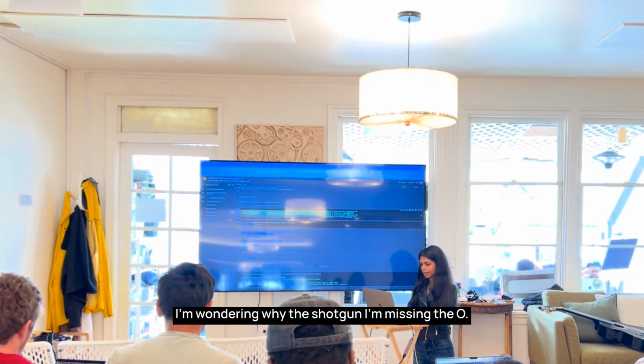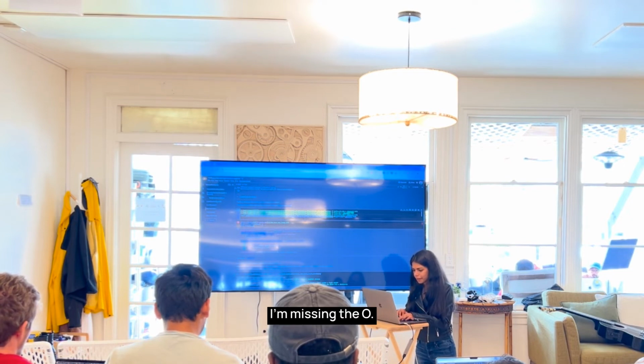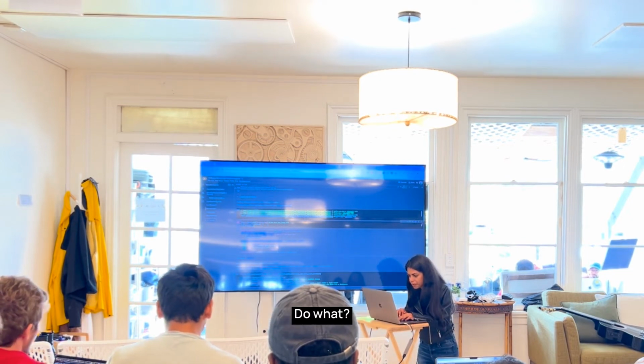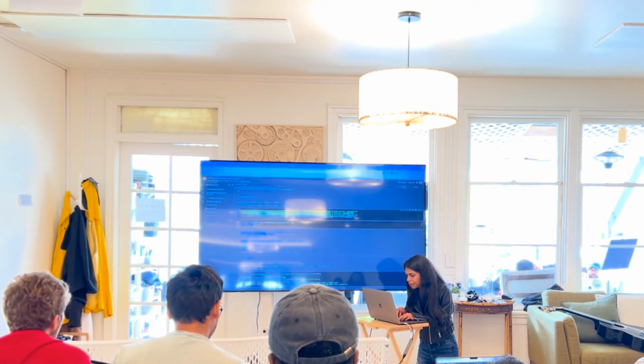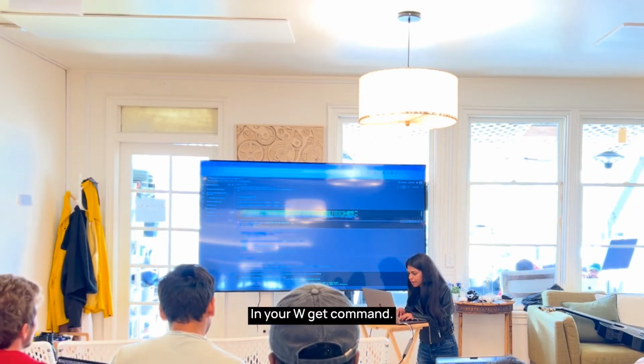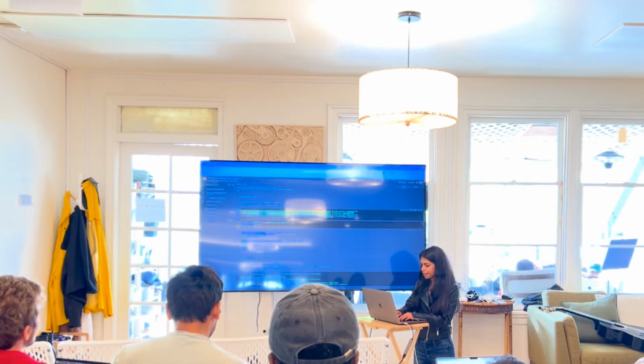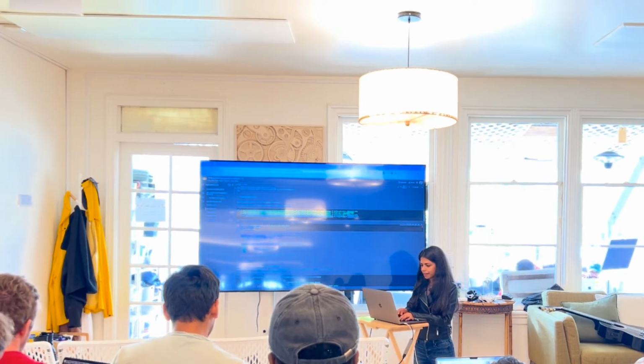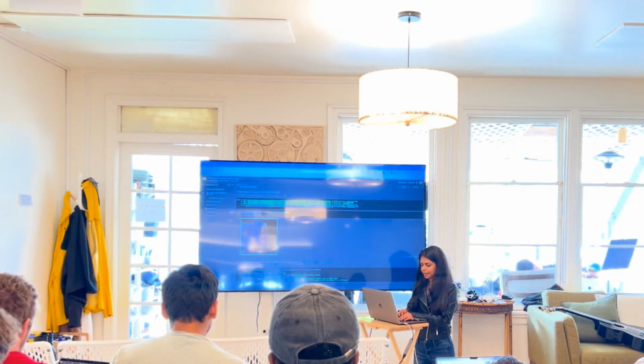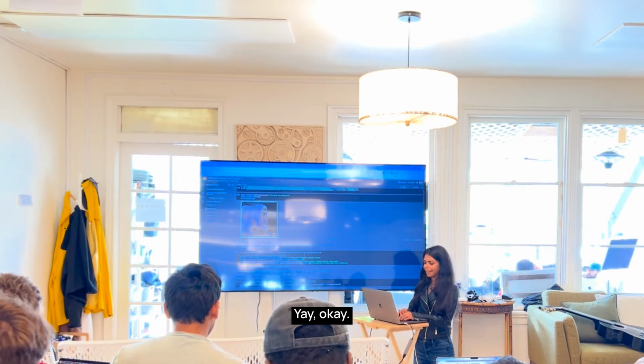Interesting. Wondering why we're missing the O in Shoggoth. Oh, I'm missing the O. Do what in your wget command? Yes, wget command. Oh. Oh, great details. Okay, here we go. Yay, okay.